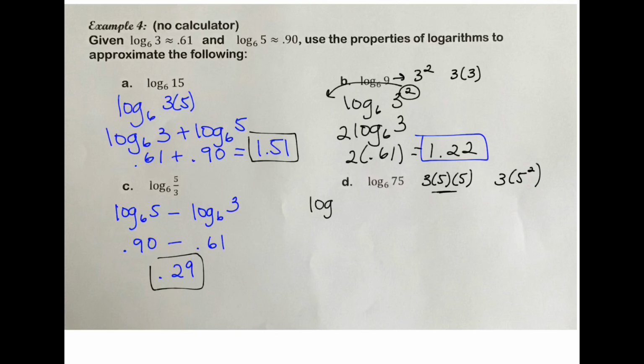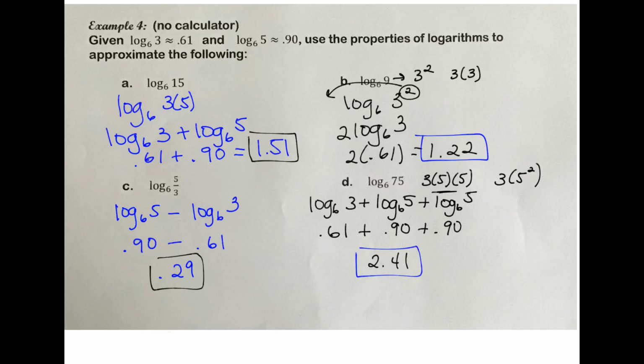So if I do log base 6 of 3 times 5 times 5, it ends up being log base 6 of 3 plus log base 6 of 5 plus log base 6 of 5. So 0.61 plus 0.90 plus 0.90, which would then give you an answer of 2.41. And that's how you manipulate the given to be able to find out a logarithm without a calculator, knowing the properties. So that was just kind of a little bit of an added extra.